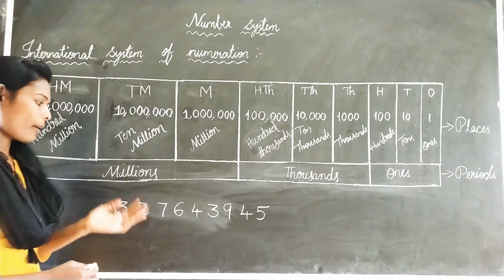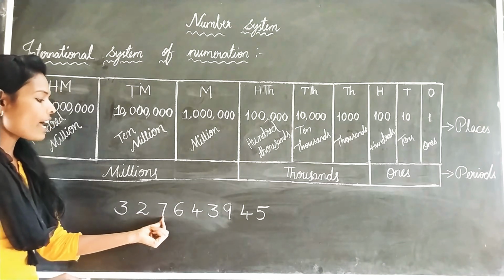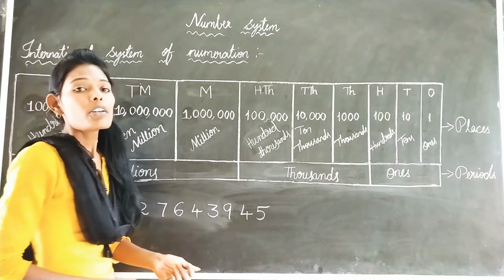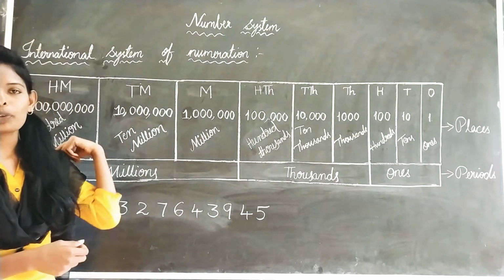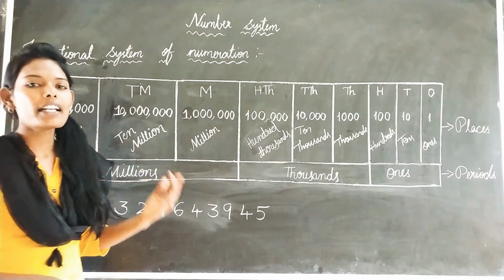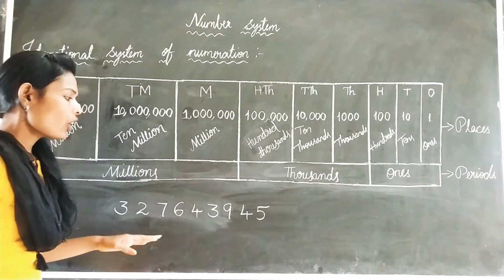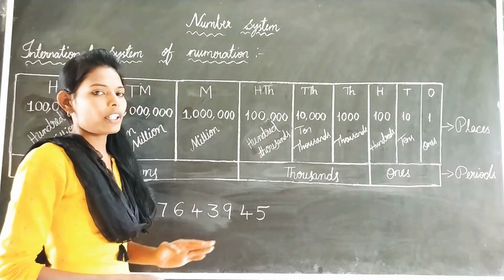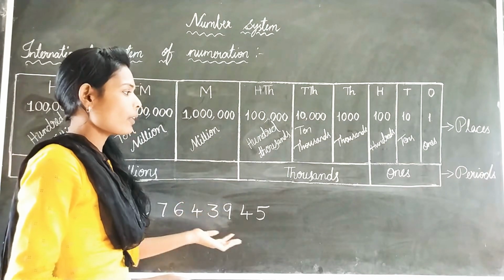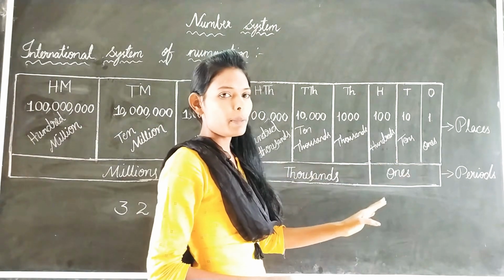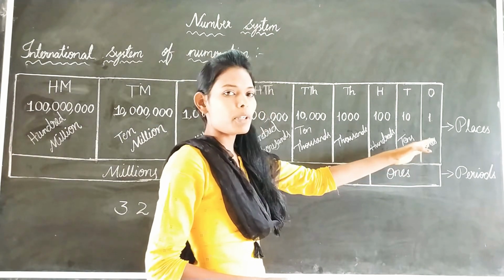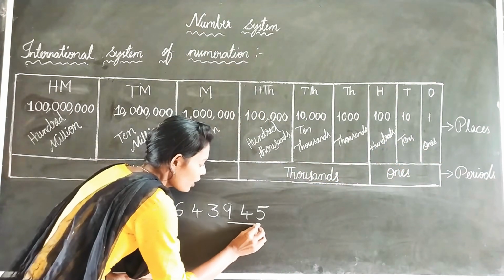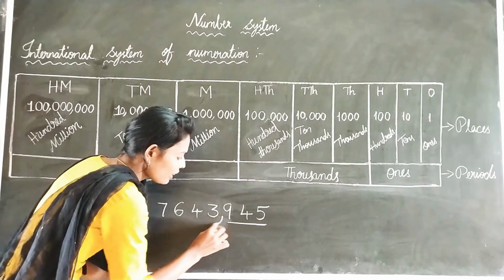Here we have the number 3276439451. For this number, we have to insert the commas and write the number name. First we have to place ones period. In ones period, how many places are there? Three places. So here we need to insert the comma.